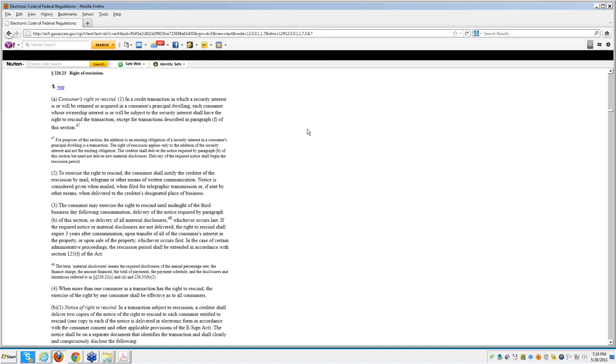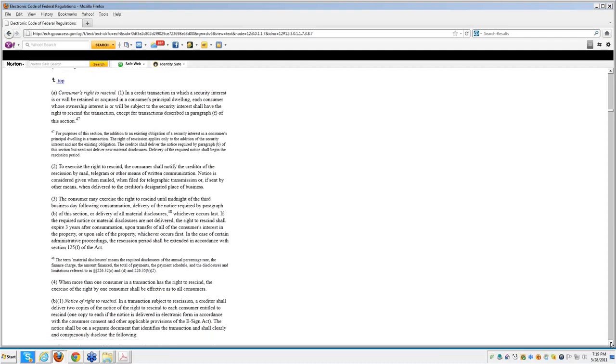226.23. Right of rescission. A consumer's right to rescind in a credit transaction in which a security interest is or will be retained or acquired in a consumer principal's dwelling. Each consumer whose ownership interest is or will be subject to the security interest shall have the right to rescind the transaction except for transactions described in paragraph F of this section.